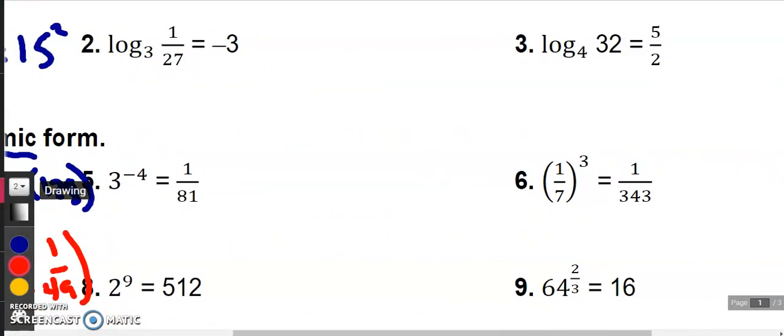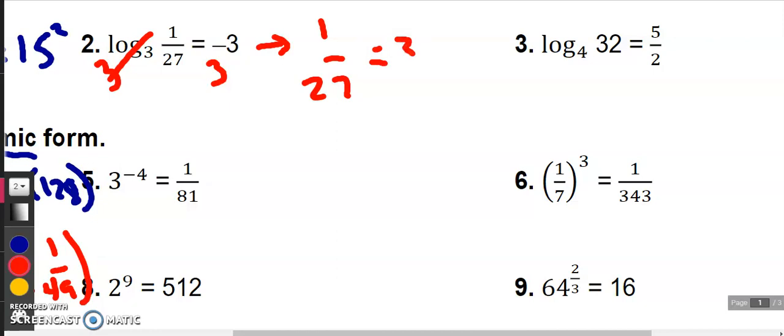On the second one, I notice my log has a base of 3. So I'm going to put a base of 3 on both sides, and that will tell me that 1 over 27 equals 3 to the power of negative 3.